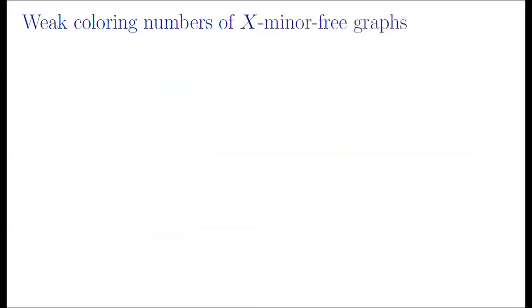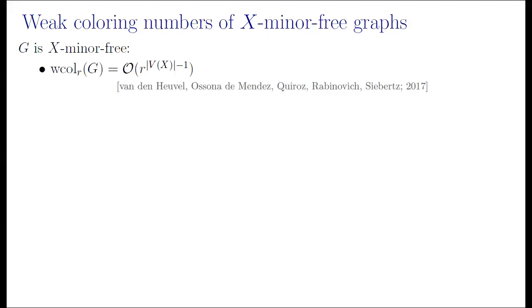So now we move on to the main topic: weak coloring numbers of X-minor-free graphs. We fix some X, and we want to study G that is X-minor-free. What do we know? The first thing we know is that this value is polynomial in r, where the degree depends on the number of vertices in X. So G can be very, very large, but still this value doesn't depend on the number of vertices in G.